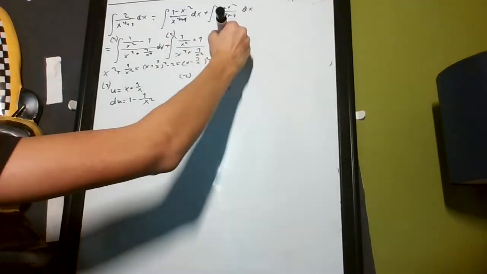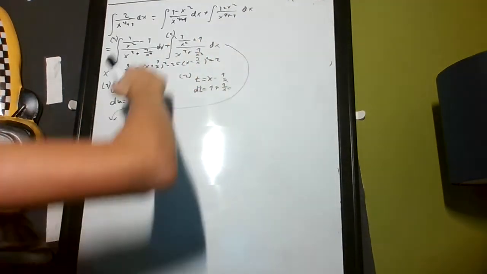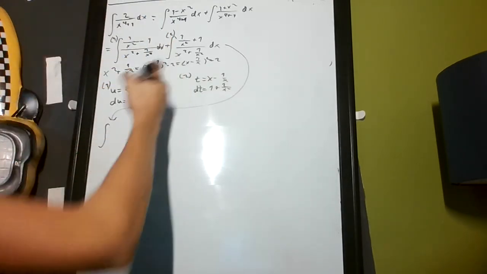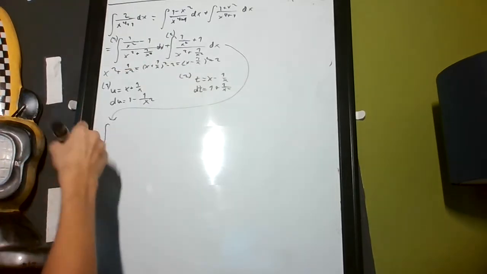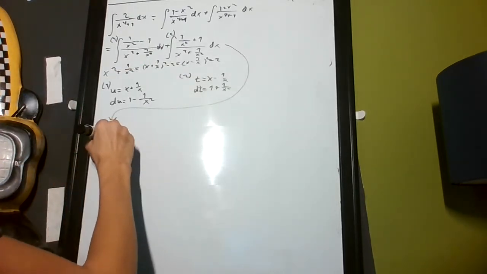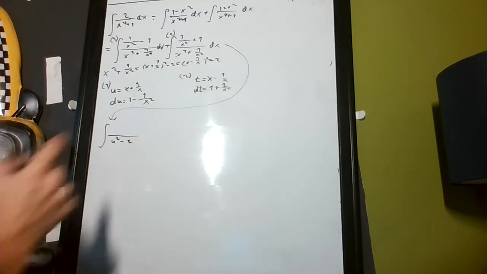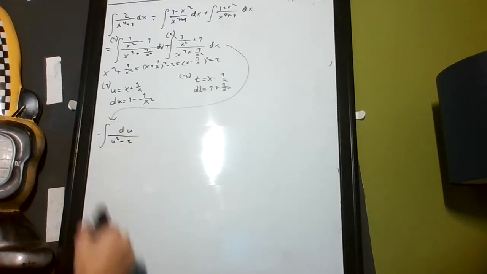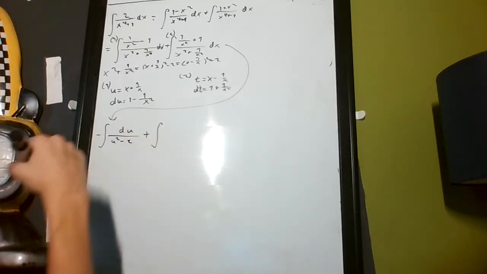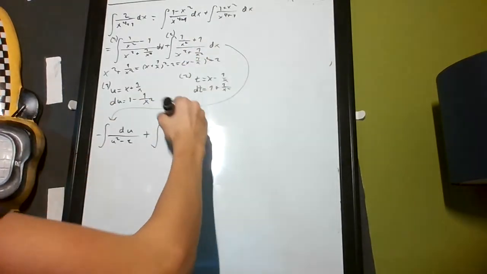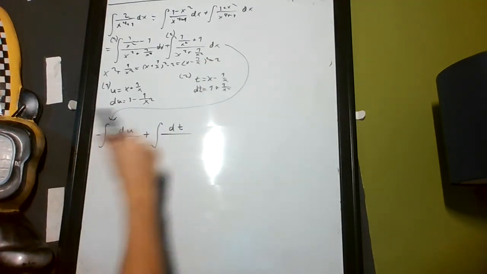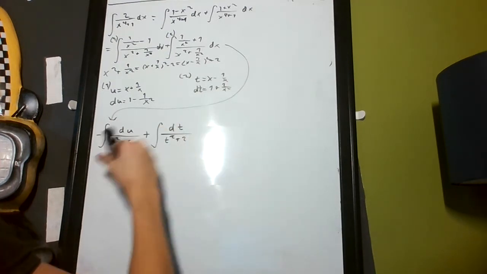So then, what do I get out of it? By this, I can write the denominator as u squared minus 2 for that one. On the top, I'm going to have negative du, because you see the signs flip. And then we're going to have plus the integral of dt on the top just straight, and on the bottom we're going to have t squared plus 2.